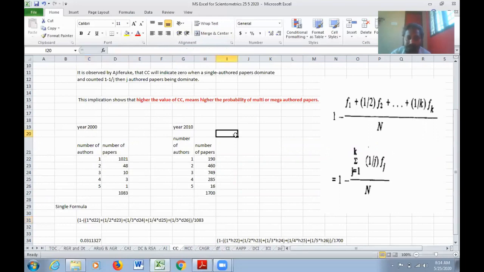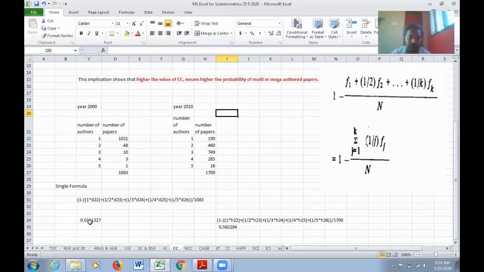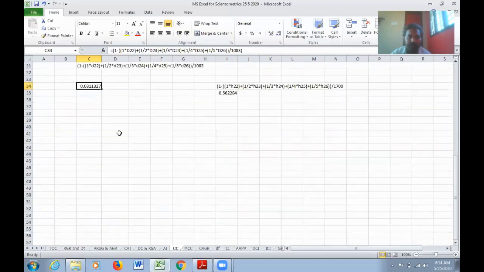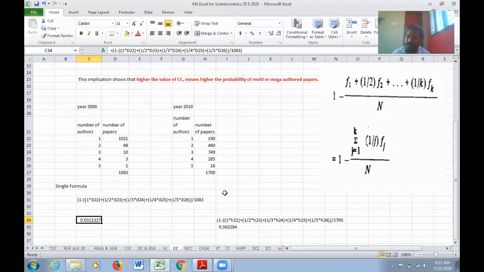So this is 2000 here. You can see what the collaborative coefficient is. It is 0.03. That means the contribution of mega-author papers is very, very meager. You can see here, no? Because singular papers are more in number and collaborative papers are very few.